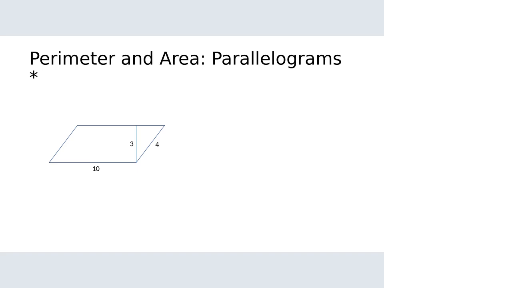So, perimeter and area of this parallelogram. We have all the information we need given to us. Keep in mind that the bottom and the top are going to have the same length. The side on the right and the side on the left are going to have the same length. With that in mind, I want you to find the perimeter and area of this parallelogram.